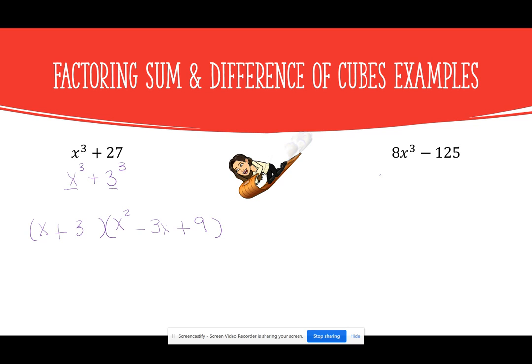For this one, 8 is 2 cubed, and then x cubed minus 5 cubed. And again, I like to set up my signs.